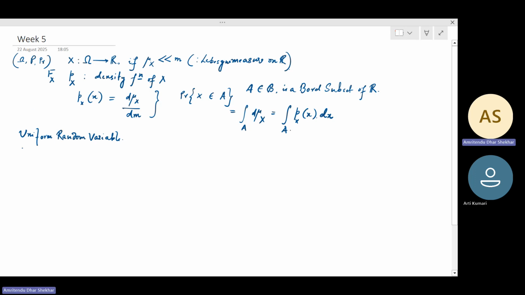Then the exponential, the normal distribution, and the gamma distribution.